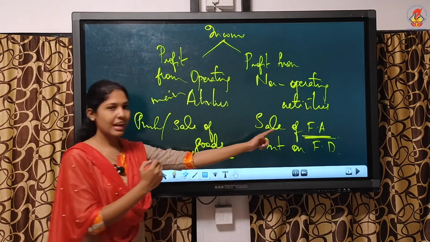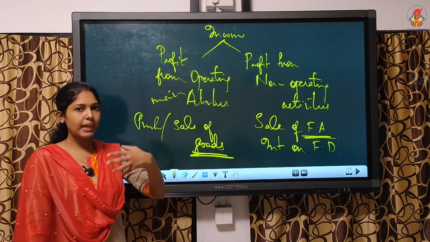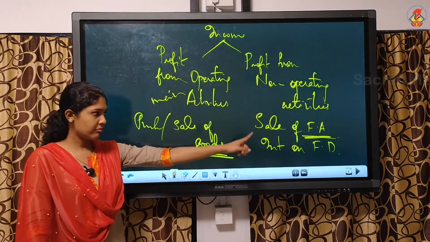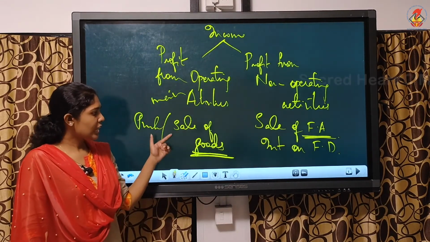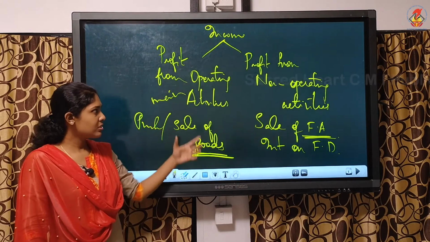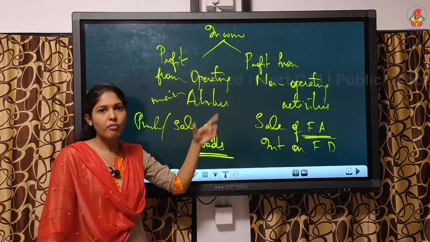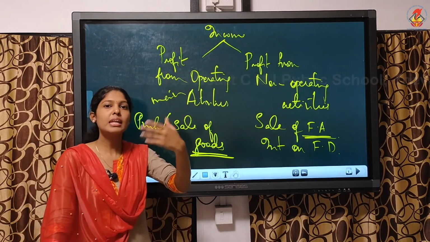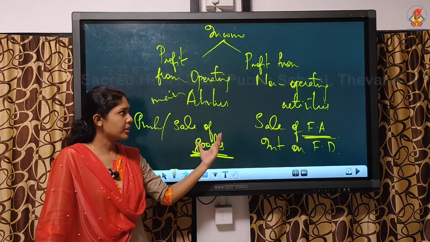This is current and that is fixed in nature. Fixed assets will be there for more than a period of 1 year. So here it is the purchase and sale of goods. That is the main activity of every business. It will happen again and again. We have already discussed all this.